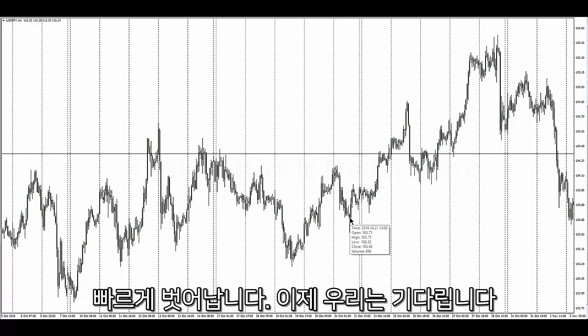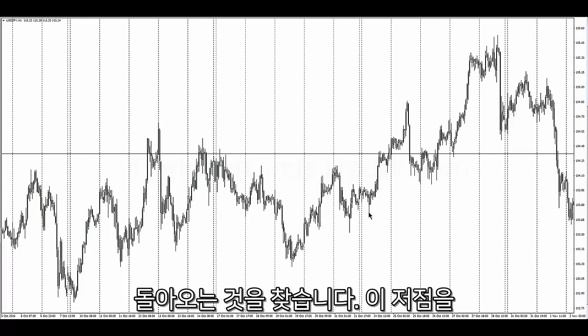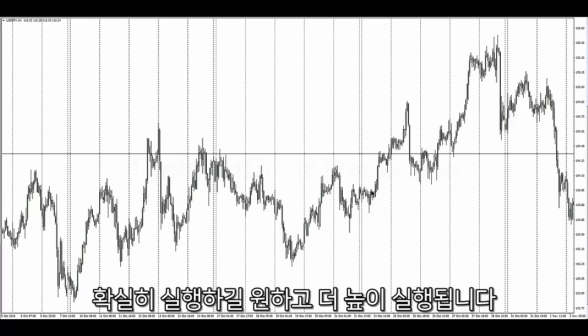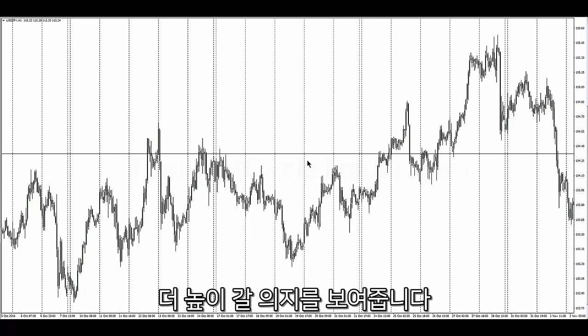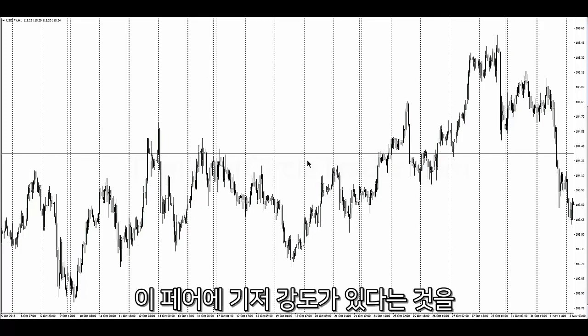Okay, now we wait. What do we wait for? Price to come back down into the last down candle. Here, we look for the return back to that range. Does it want to run? After it takes this low, certainly it wants to run. It runs higher. And every time it takes out a new high, it's showing willingness to go higher. It's giving us a confirmation that there's underlying strength in this pair.